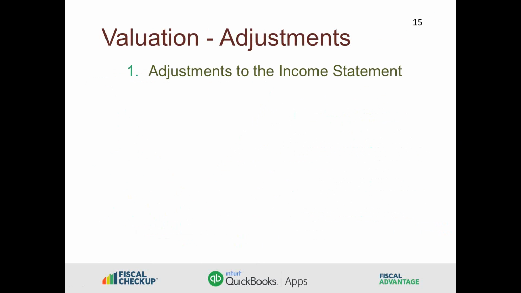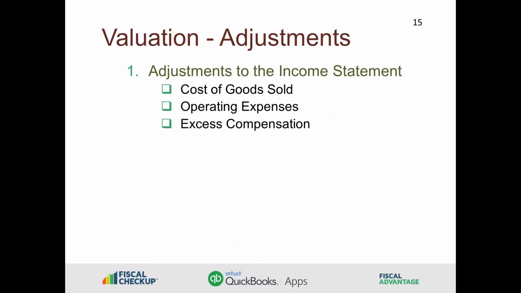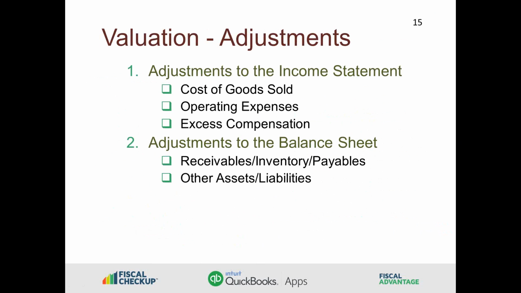So starting with the income statement, the goal, of course, is to reflect the true earnings capacity of the company. To do that, we might need to make adjustments to cost of goods sold and operating expenses, and if there's any excess owner's compensation, so the earnings reflect the true earnings capacity of the company. Next, we want to make adjustments to the balance sheet to reflect the real values of the assets and liabilities. If the inventory needs to be written down or land is not at its fair market value, these will affect the valuation of a company.